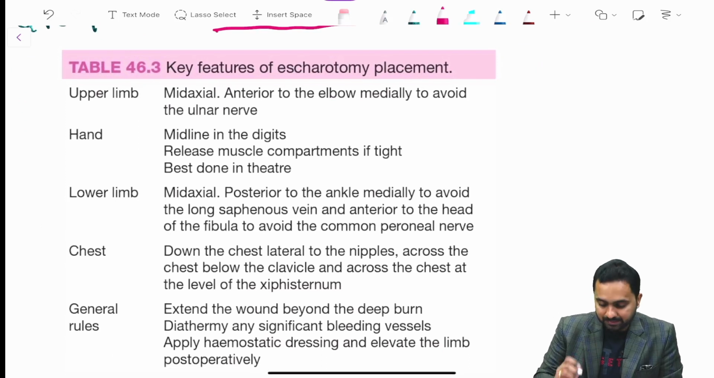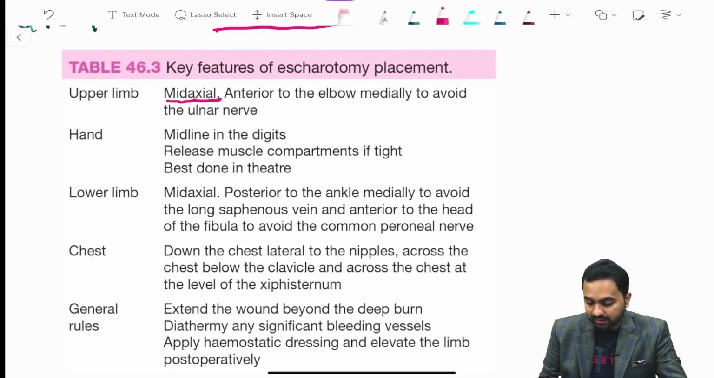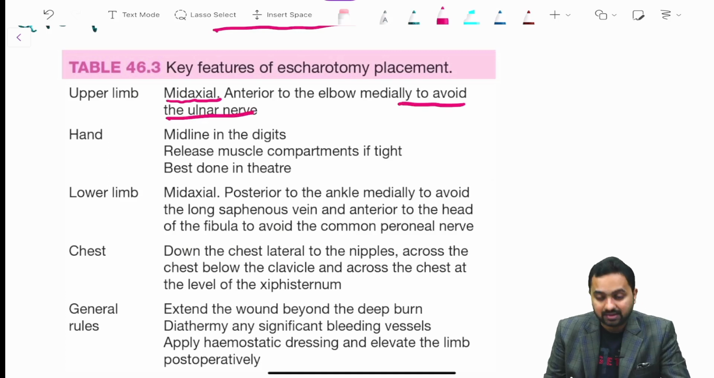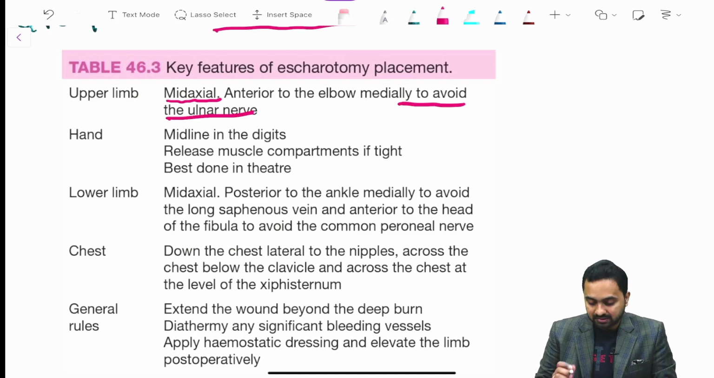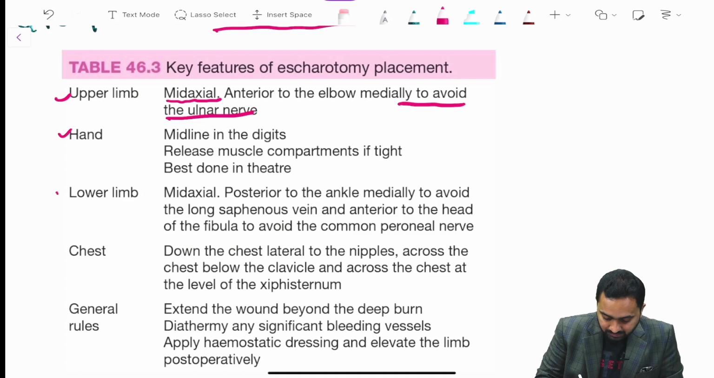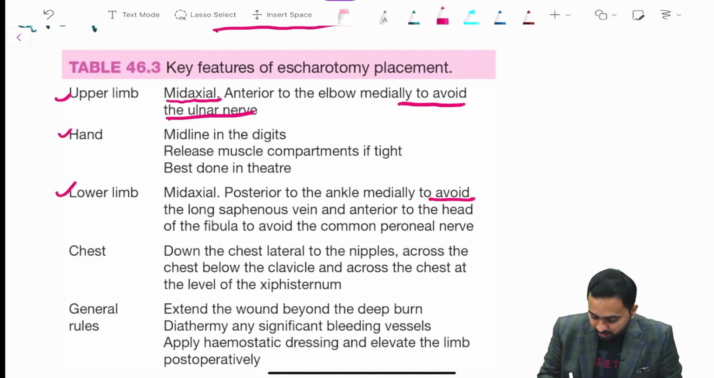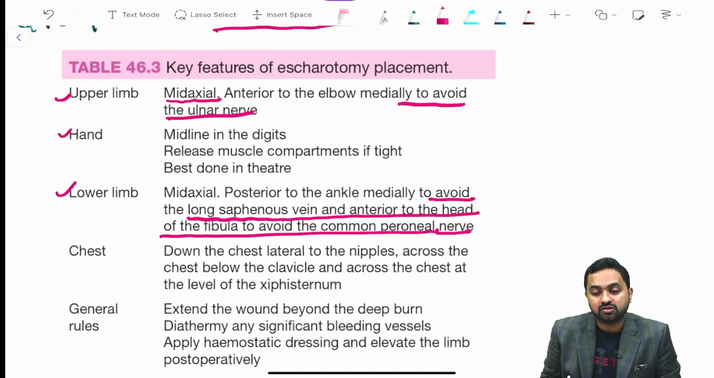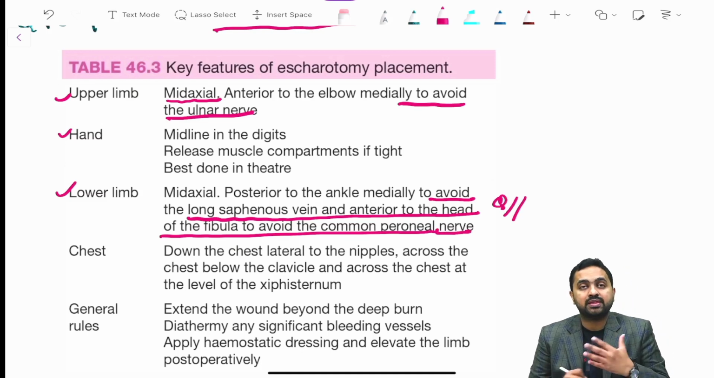So in upper limb, it is mid-axial and it should be anterior to the elbow to avoid the ulnar nerve. In hand, it should be midline in digits. Release the muscle compartments if tight, and it is best done in your operation theatre. Then your lower limb, it again should be mid-axial. It should be posterior to ankle to avoid injury to long saphenous vein, and anterior to head of fibula to avoid injury to your common peroneal nerve. So please be very careful over here with the directions.